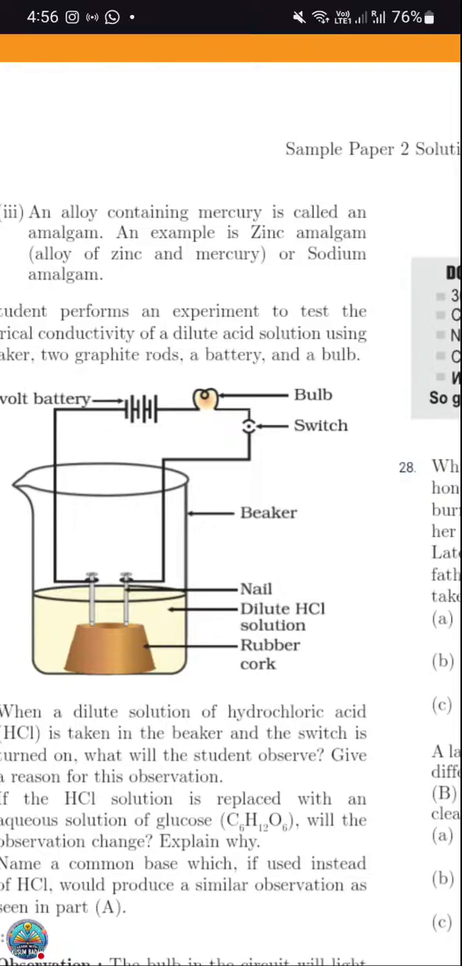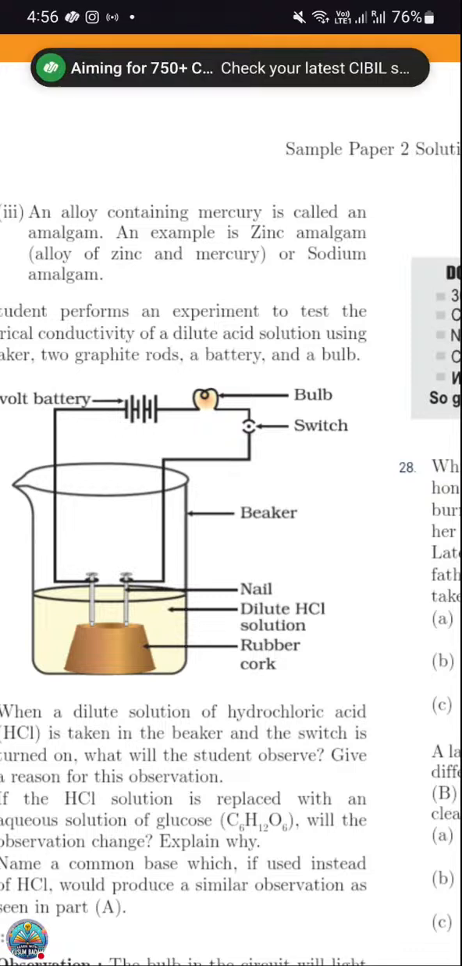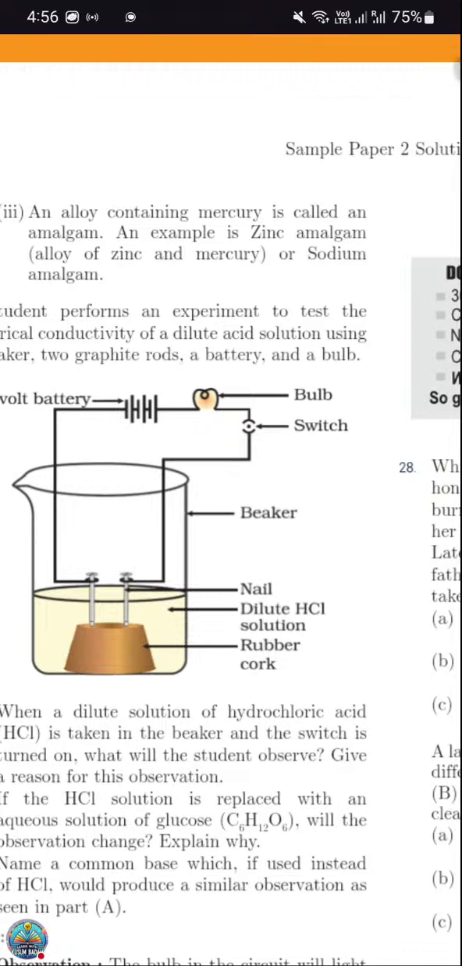The next part of the question was: give an example where mercury is used in an alloy as a part of the constituent. So here, zinc amalgam, where zinc and mercury are used. Or the next one, sodium amalgam.